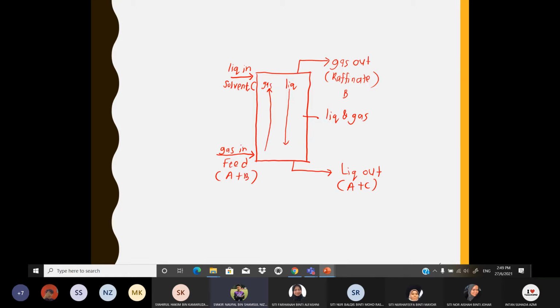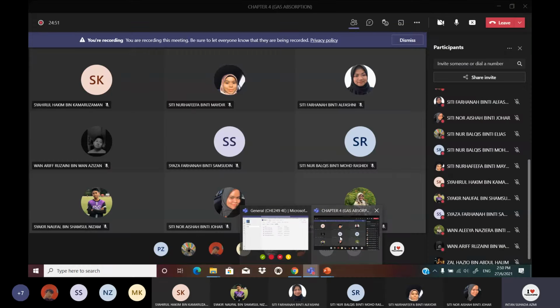There is a liquid in and then there is a gas up. Okay, actually in gas absorption, you want to separate what? Liquid and gas. You want to separate A from B, right? Yes. Okay, thank you, Syakir. Okay, maybe another person.